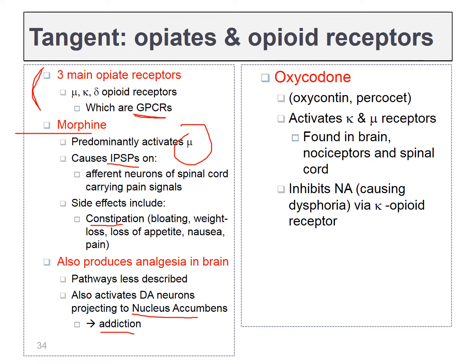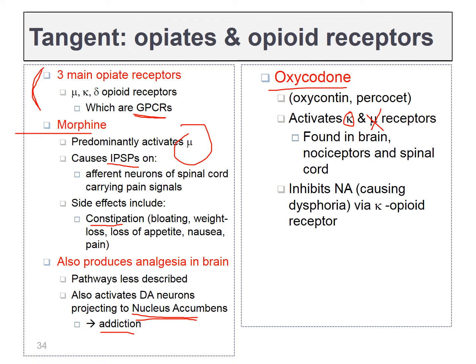For that reason, drug companies have been looking for non-addictive painkillers for a long time, because of this came up with oxycodone, which was marketed as a non-addictive opiate, because it tends to activate the kappa receptors, which does the exact opposite of the mu. It tends to inhibit the nucleus accumbens. And for this reason, they were marketed as non-addictive.